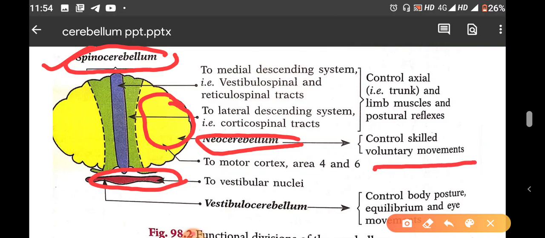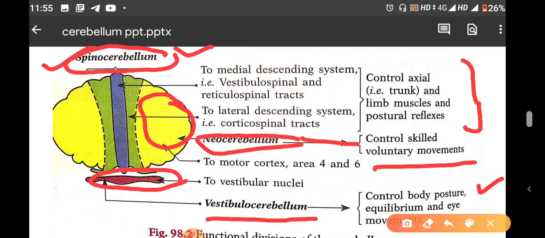So, the vestibulocerebellum controls body posture, equilibrium and eye movements. Spinocerebellum controls the axial and limb movements and the postural reflexes, whereas neocerebellum controls the voluntary movements, the skillful voluntary movements.